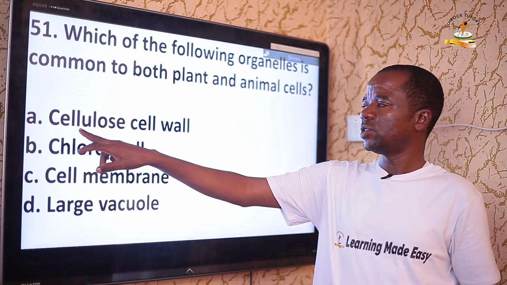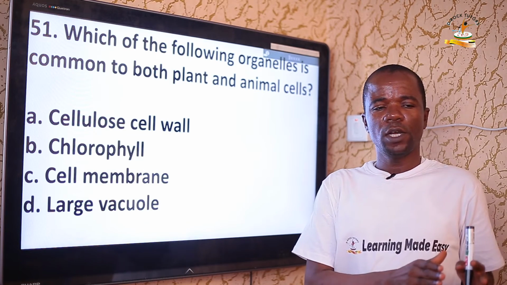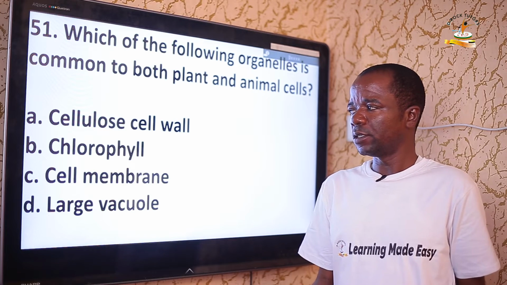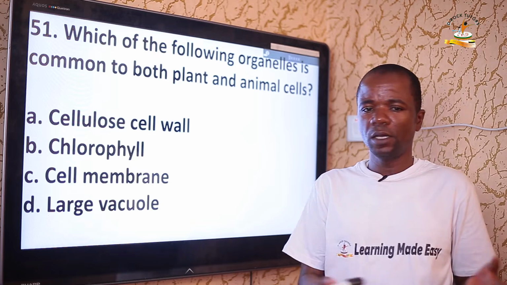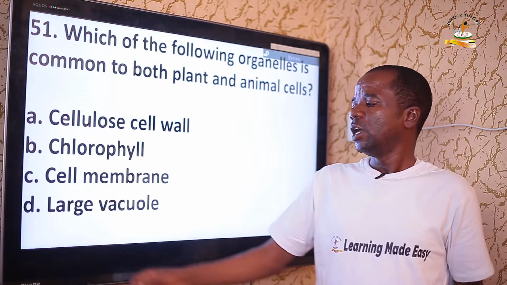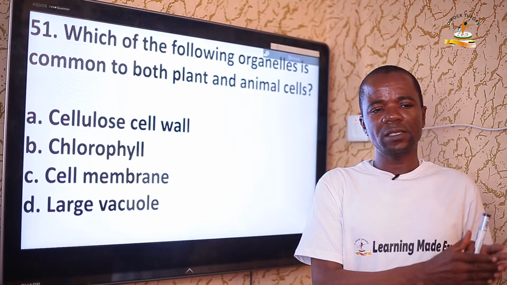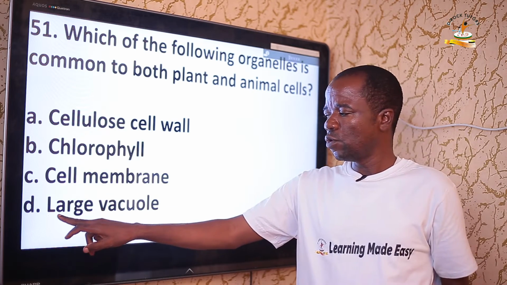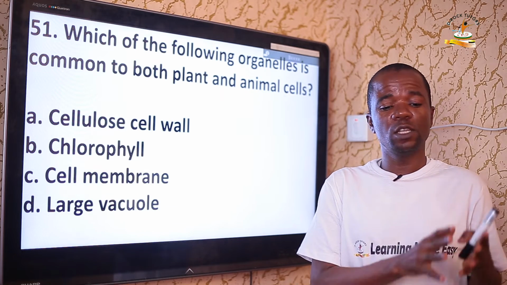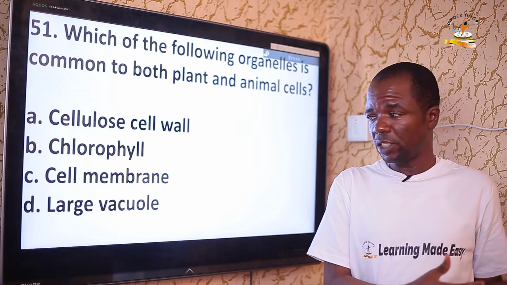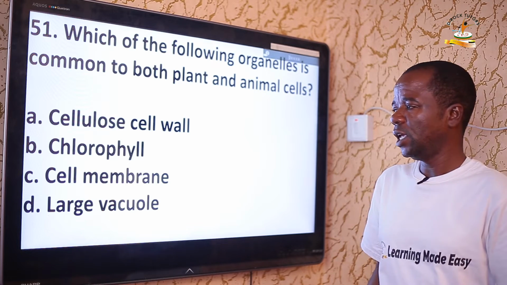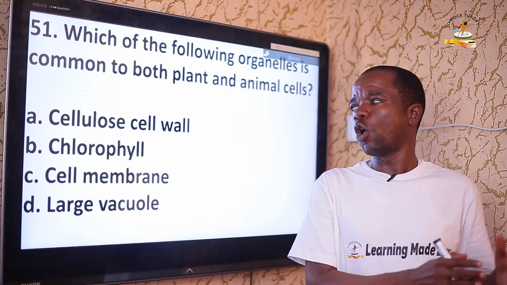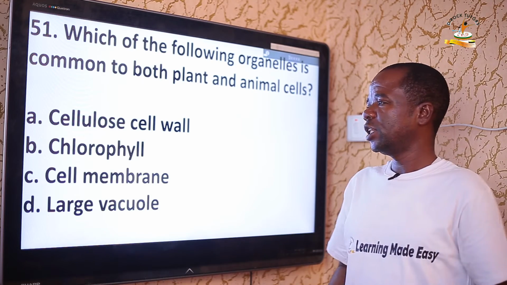If you look at option A, cellulose cell wall is only found in plant cell. It is absent in animal cell. If you look at option B, the same thing happens. Chlorophyll is only present in plant cell, it is absent in animal cell. If you look at option D, even though both plant cell and animal cell have vacuole, we do know that a large vacuole is present in plant cell. The vacuole in plant cell is way larger than the one present in animal cell. So the correct answer here is option C. Cell membrane is common to both plant and animal cells.